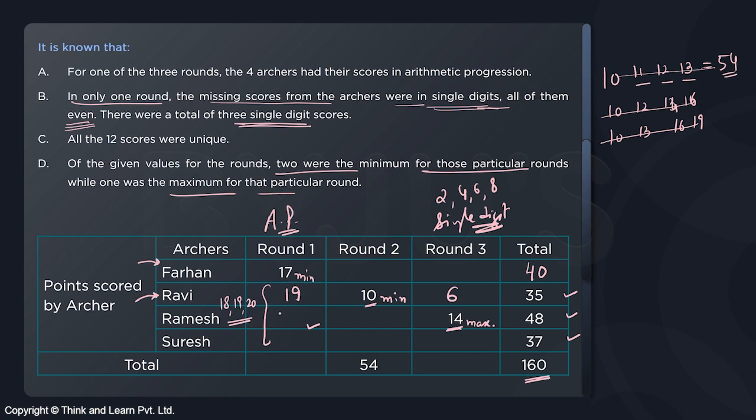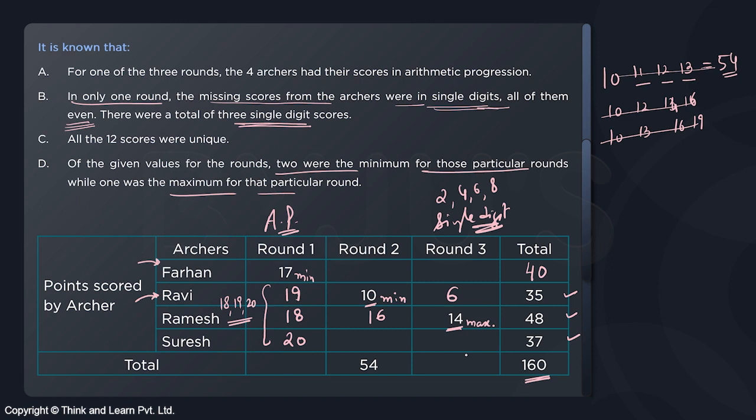If I write that as 20 over here, this has to become 14 then. But I cannot write 14 twice. And by that logic, I can say this score has to be 18. That means this score would become 16. That means this score is equal to 20. Now, if it is 20, sum of these two scores is 17.